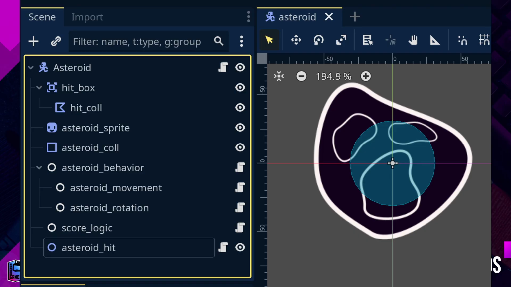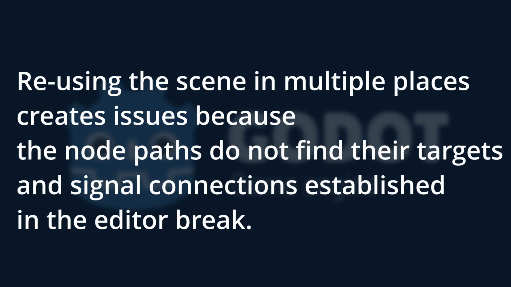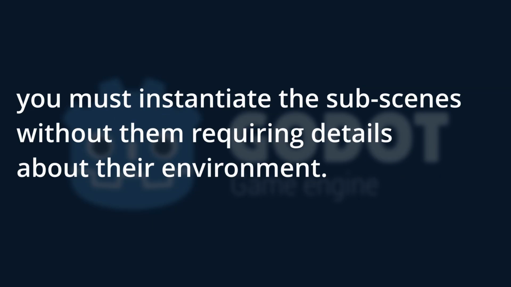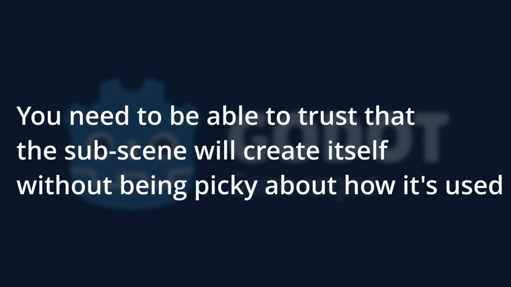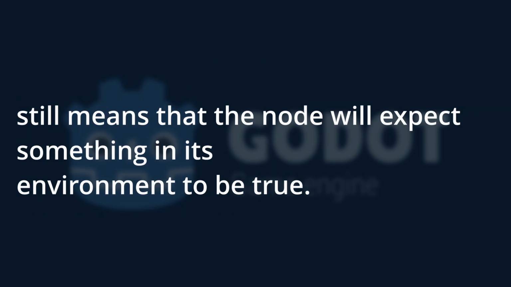While doing research for this tutorial, I found this in the Godot documentation. Reusing the scene in multiple places creates issues because node paths don't find their targets and signal connections established in the editor break. You must instantiate the subscenes without them requiring details about their environment. You need to be able to trust that the subscene will create itself without being picky about how it's used. And this warning, you should favor keeping data in-house, internal to a scene, as placing a dependency on an external context, even a loosely coupled one, still means that the node will expect something in its environment to be true.